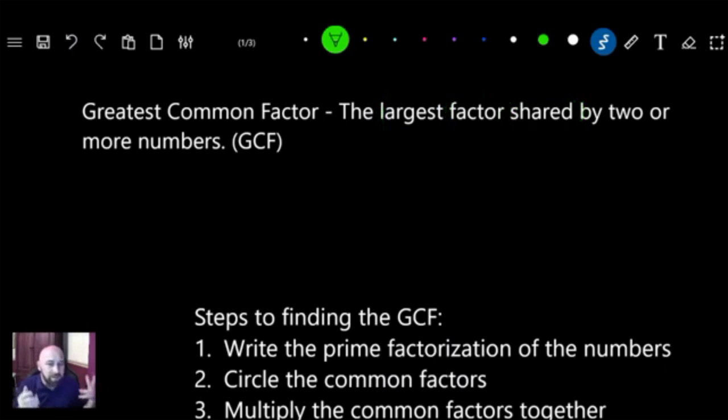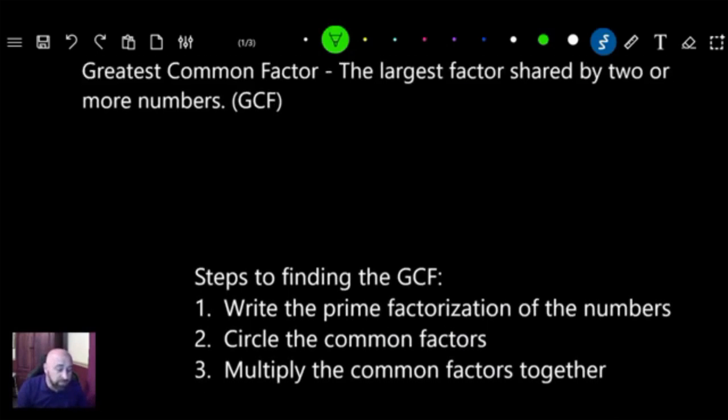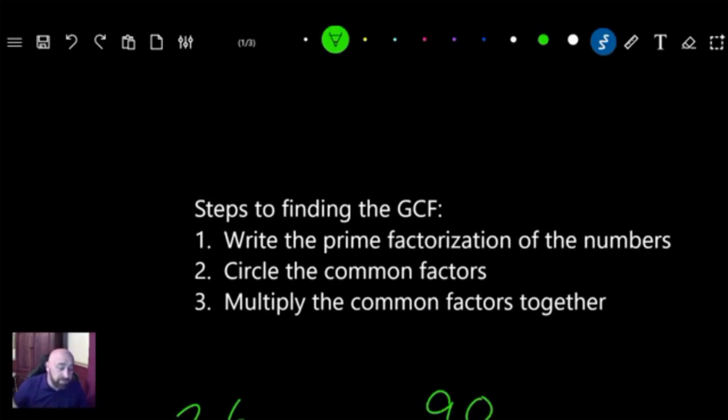What does that mean? Well, here's what it means. Let's first of all talk about the steps, and then we'll talk about what it looks like, and then hopefully you'll make some sense of it. So what are the steps to finding these?